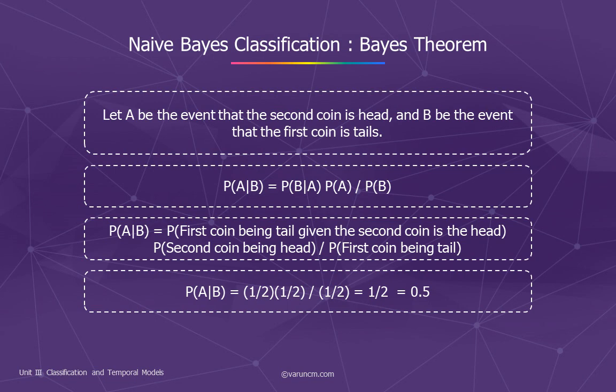Now let us substitute the values. As you know, the first coin being tail given the second coin is head, the probability is 1 by 2. Similarly, the second coin being head, the probability is 1 by 2, and the first coin being tail, the probability is 1 by 2. So substituting the values in the probability function, you will be getting the value 0.5.